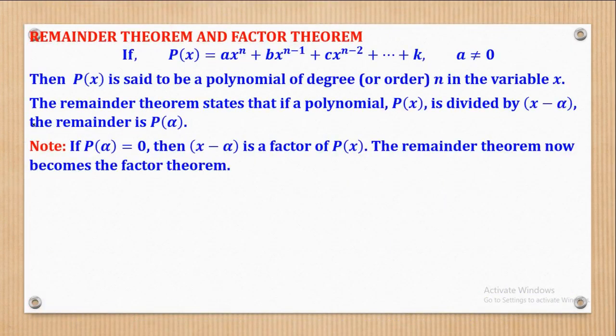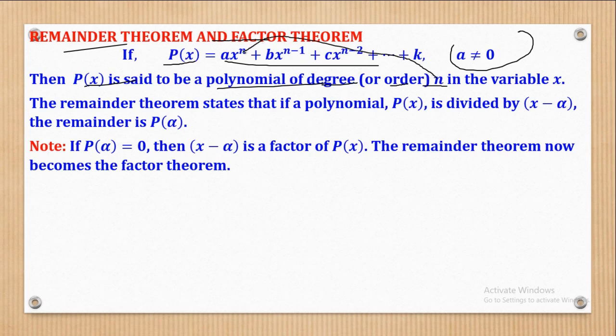So now we shall go to remainder theorem and factor theorem. So if Px is given by this, where a is not equal to 0, then Px is said to be a polynomial of degree or order n. So we can use the word degree or use the word order to mean the highest power. So I think we realize that here it is x power n, so the highest power is n. That is what we call the order or degree of a polynomial in the variable x.